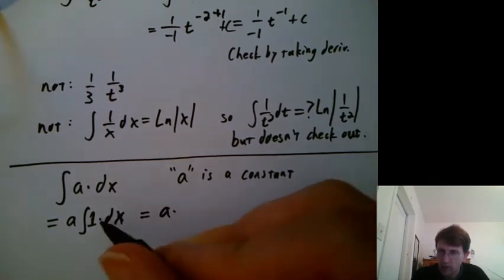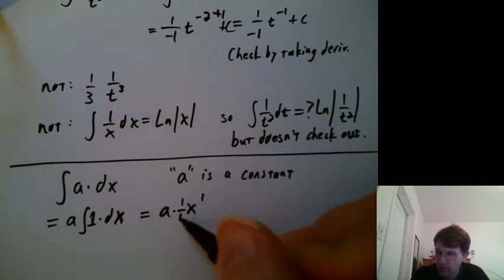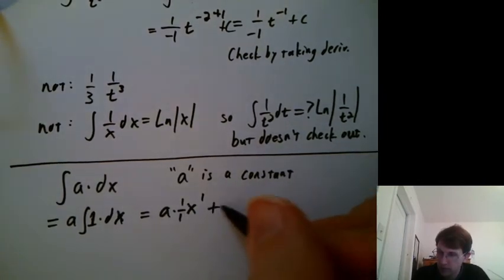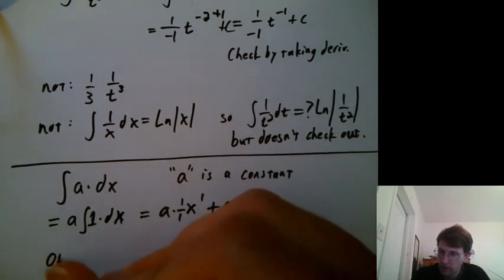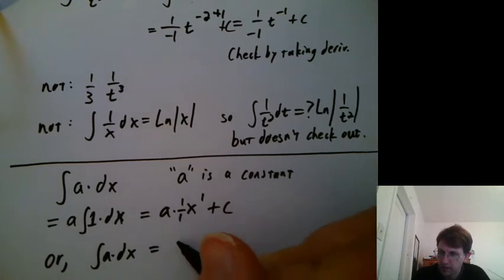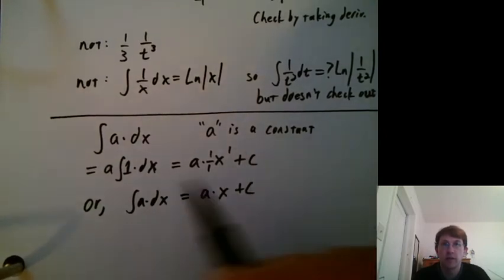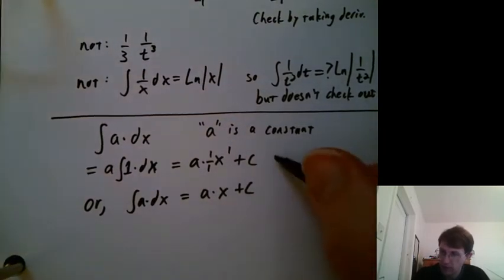It's 1 is like x to the 0. So the integral of 1 is x to the 1. You could say 1 over 1 if you want to. Or you could just say the integral of a dx is just a times x. You could say the integral of a constant is that constant times the variable of integration. So those are both good.